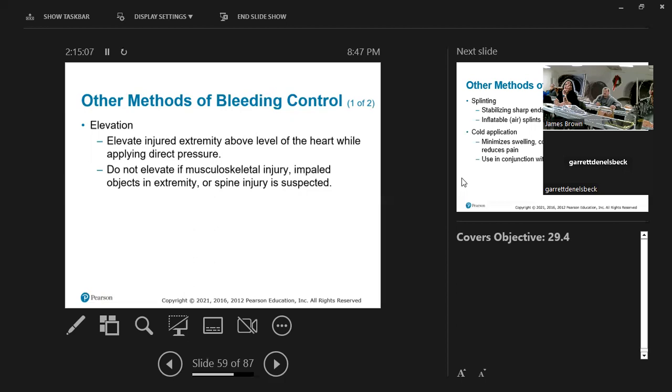But if it's like, hey, I just cut myself on my arm, direct pressure, hold it above your heart, it can help. They're also going to talk about positioning. So, there used to be the whole Trendelenburg position where you had the legs elevated. Now just have them supine on the cot. Trendelenburg, that's it.